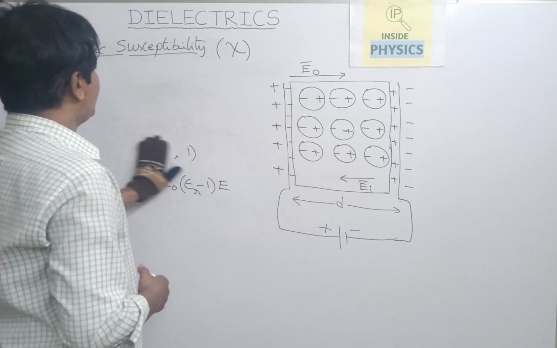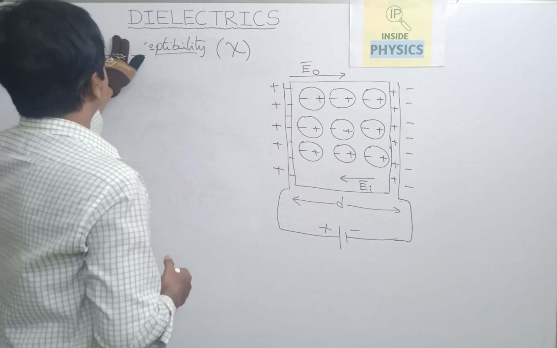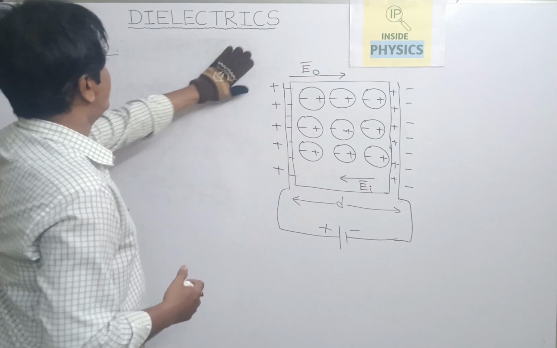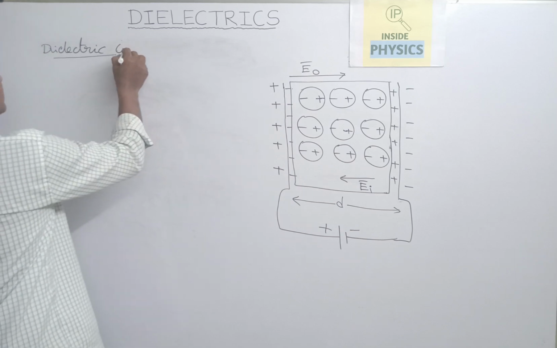Now, what is dielectric constant? This is an important term. Dielectric constant is represented by K.